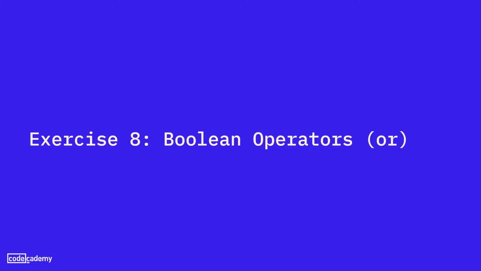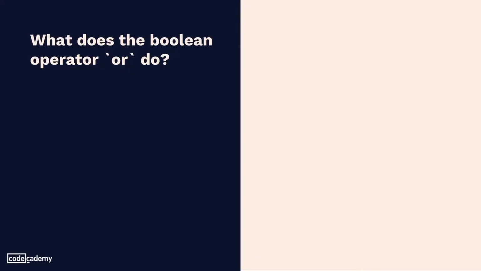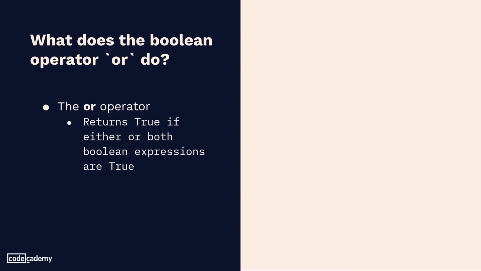Exercise number 8, Boolean operators, OR. In this exercise, we'll learn about another Boolean operator called OR. So what does OR do? Similar to the AND operator, the OR operator has specific conditions it must meet to return true or false. The OR operator returns true if either Boolean expression on each side is true, or if both Boolean expressions are true. It will only return false if both Boolean expressions on both sides are false.